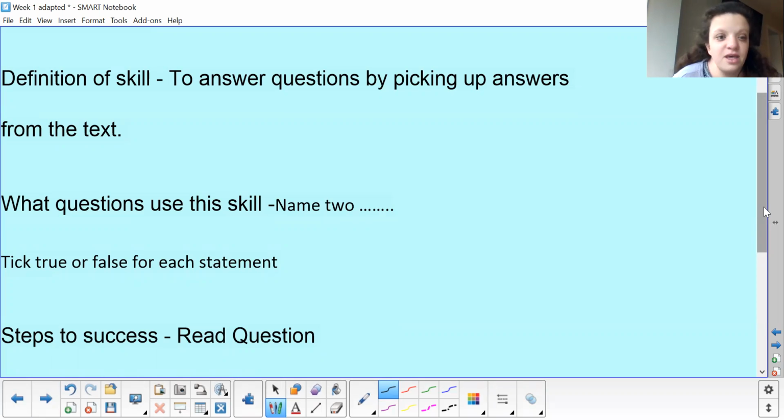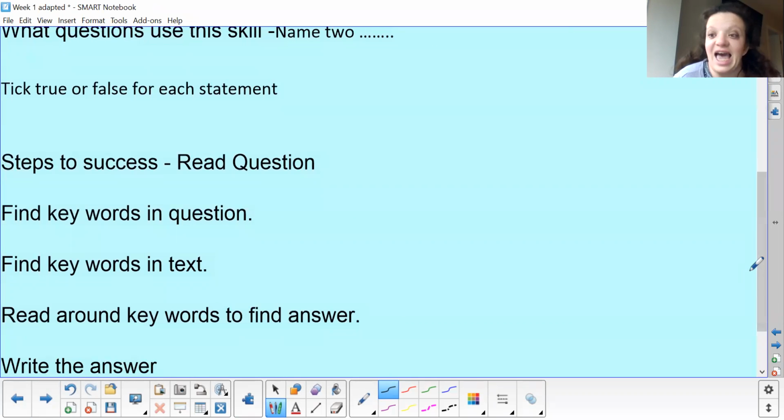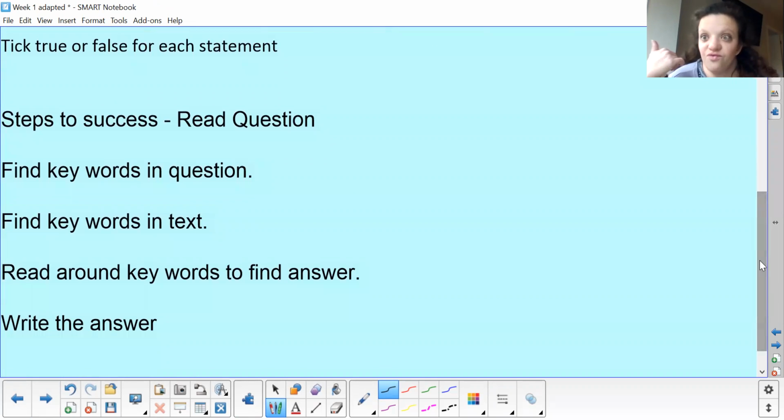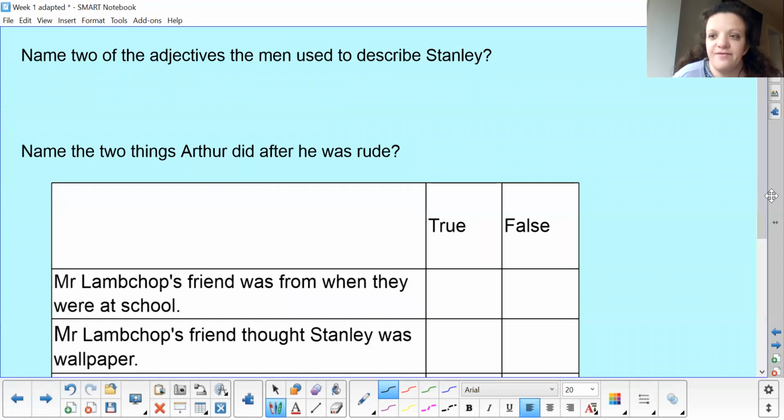Okay, so our steps to success today, as always, for a retrieval question, we're going to read that question really carefully. We're going to find the key words in the question that are going to help us, and then we'll find the key words in the text. We'll then read around where those key words are to find our answer, and then we'll write our answer. Or if it's the true or false one, we'll tick whether it's true or false. Okay, let's have a go.